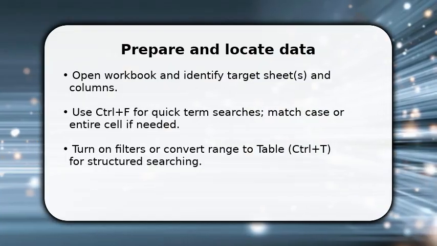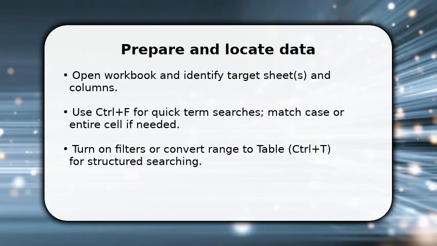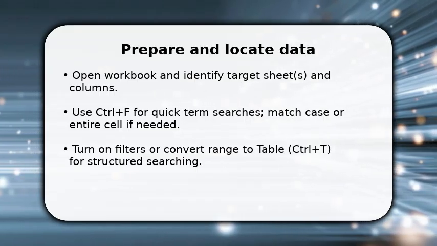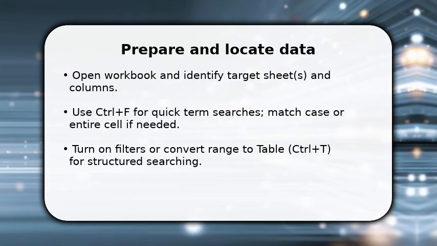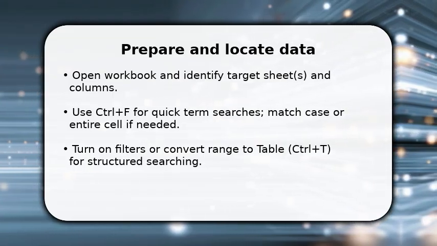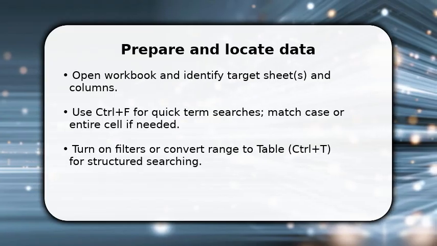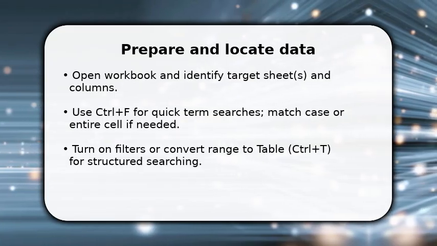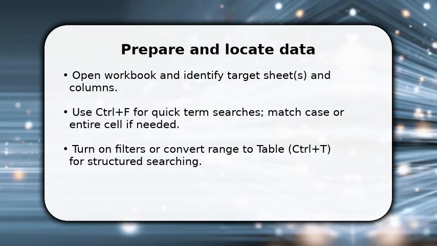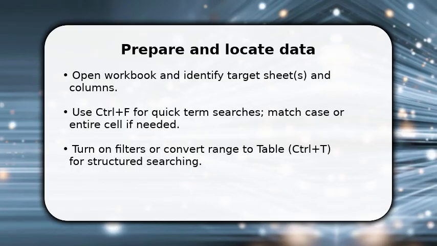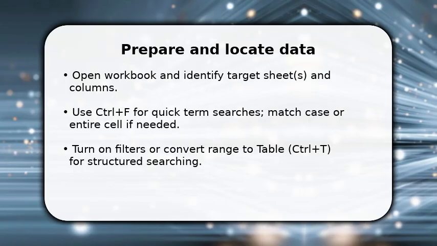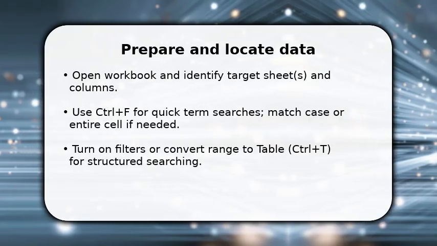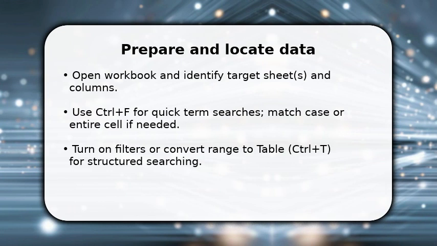You start by opening the exact workbook and going straight to the sheet containing your data. Use Ctrl+F to locate a term, set match case or match entire cell when precision matters. If your range is messy, press Ctrl+T to make a table or enable filters so you can isolate columns. Once done, select the visible rows or cells you need. This first action narrows the dataset so subsequent steps run faster and hit only relevant items.